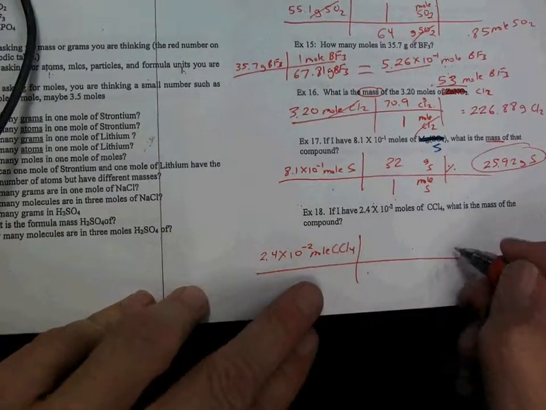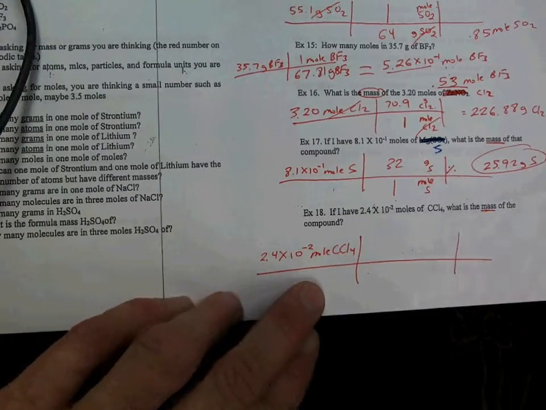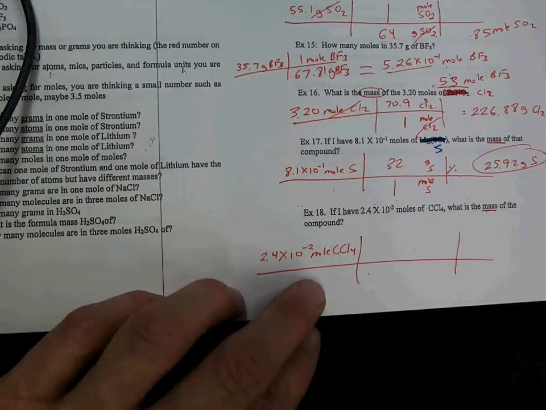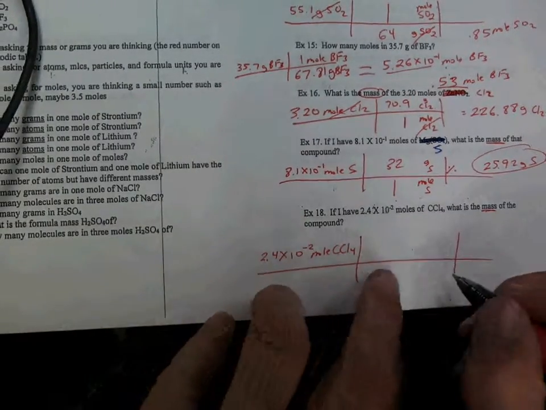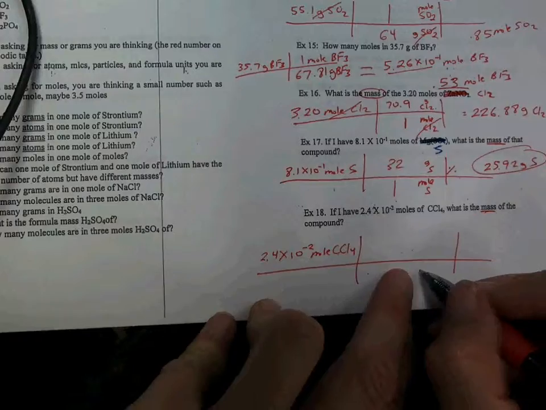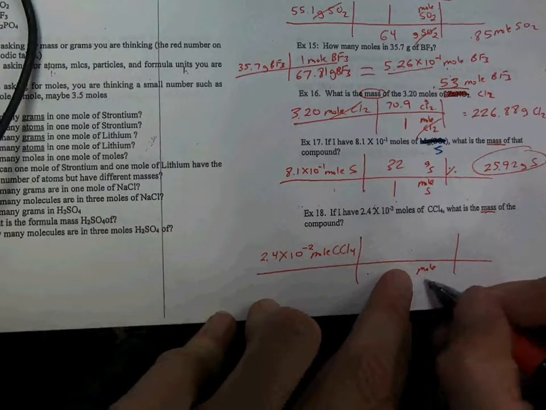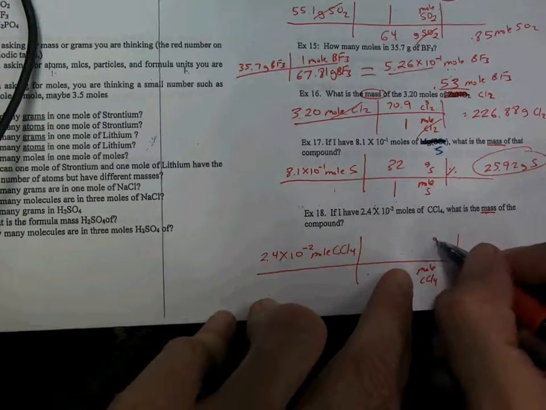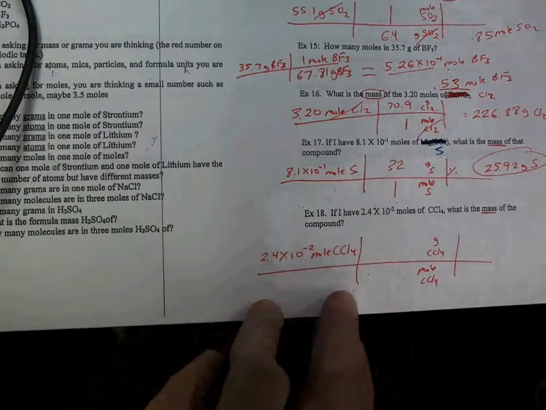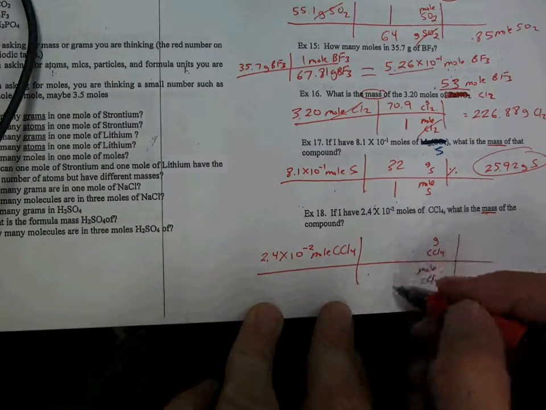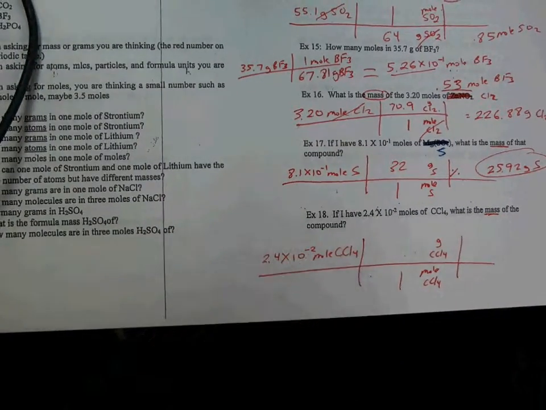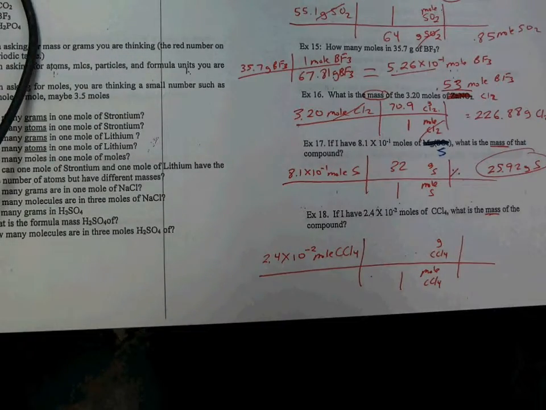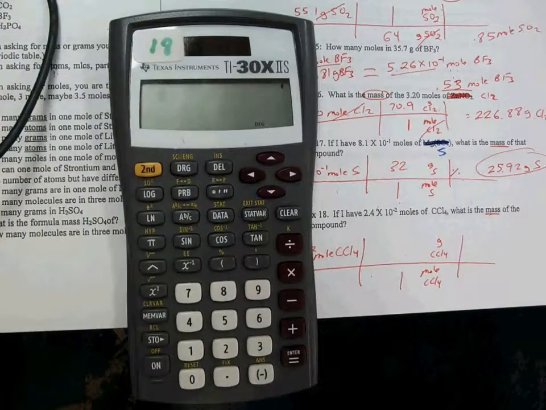Number 18. I have 2.4 times 10 to the -2 moles of CCl4. And I'm trying to solve for mass, which is what, again? I forgot what's mass. Oh yeah, mass is grams, right? Not grandpa, grams. That's a good one, not really. All right, so I'm going to bring down moles of CCl4, and I'm going to put grams of CCl4.